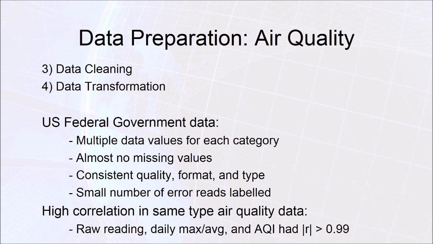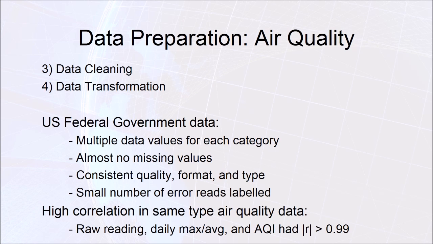There were almost no missing values, and the data recorded was of a consistent quality, format, and type, meaning a zip code as a 5-digit integer in 2005 was still a 5-digit integer in 2009. There were a small number of error reads from the air quality machines, however these were clearly labeled, allowing us to evaluate them and maintain the integrity of the data overall.